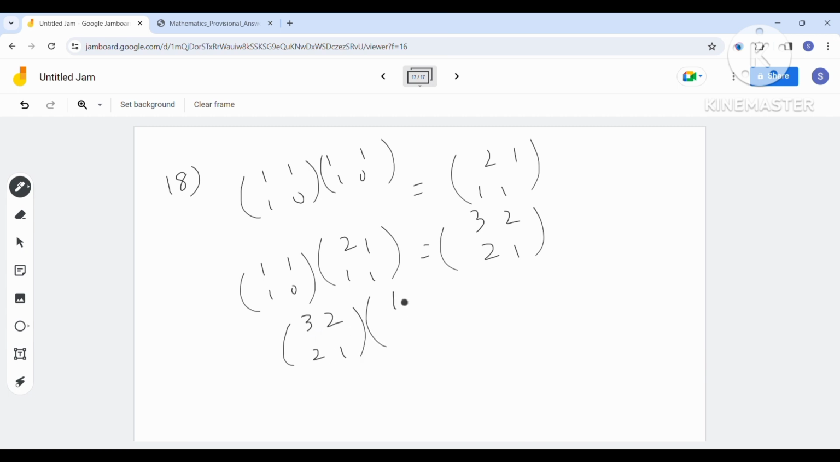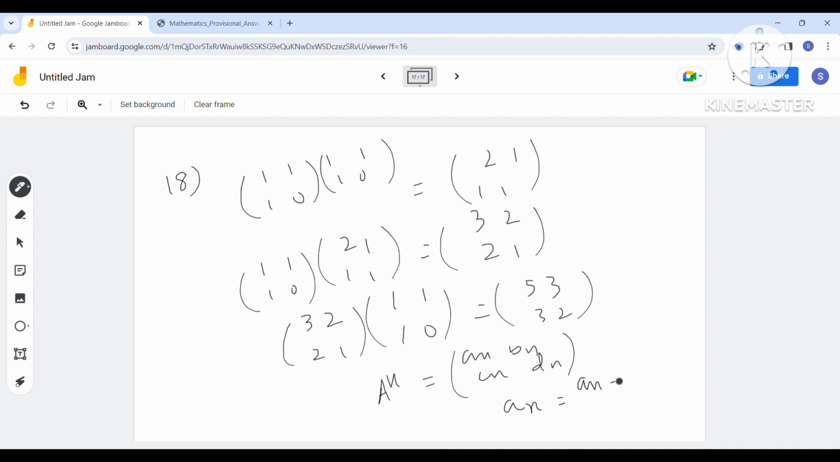3221 times 1110, and we will have 5332. Now you can see, if you observe the entries of this behavior, the entries of a power n are given by an, bn, cn, dn, right? Then you can see that an is basically equal to an minus 1 plus bn minus 1, and bn is basically equal to an minus 1.